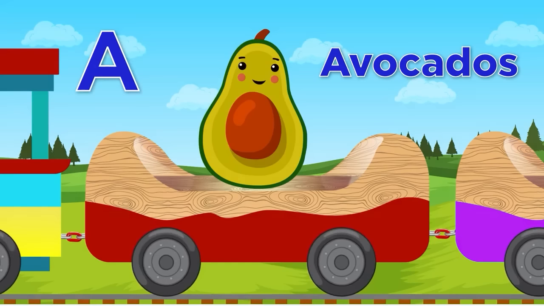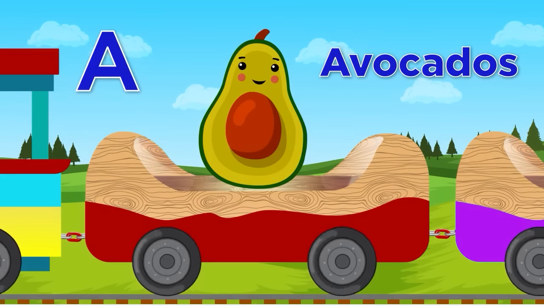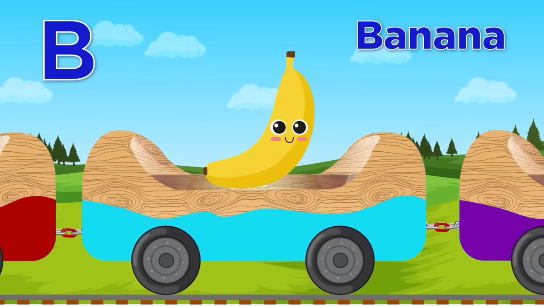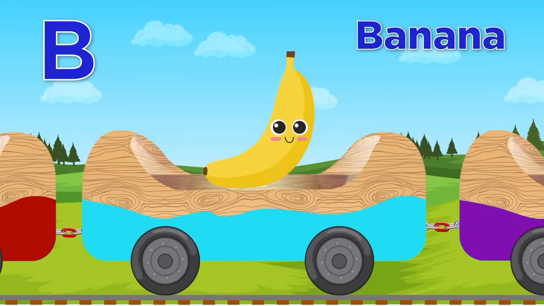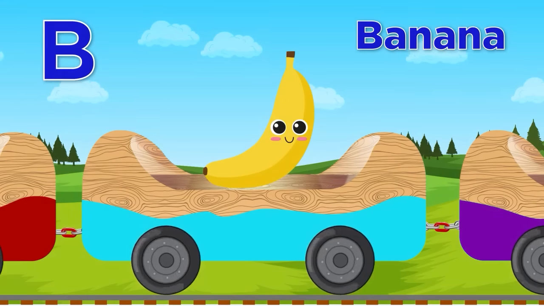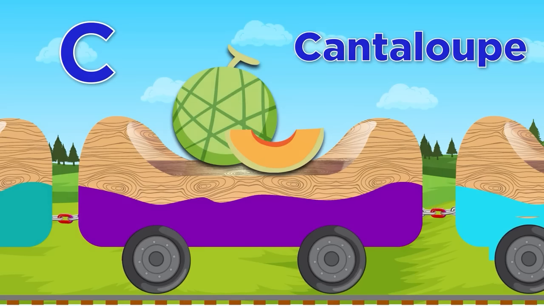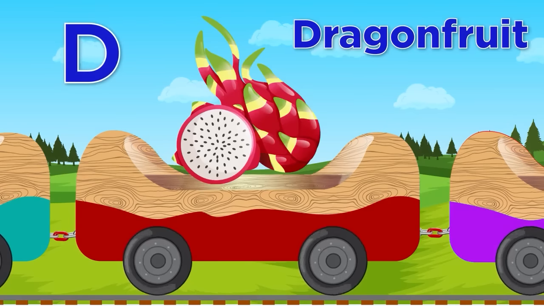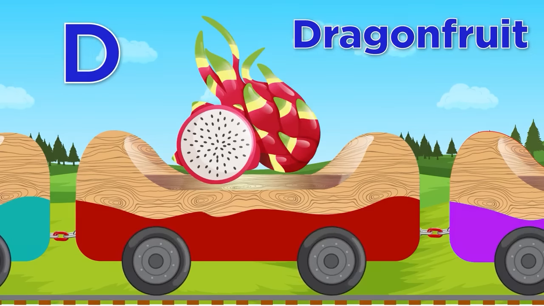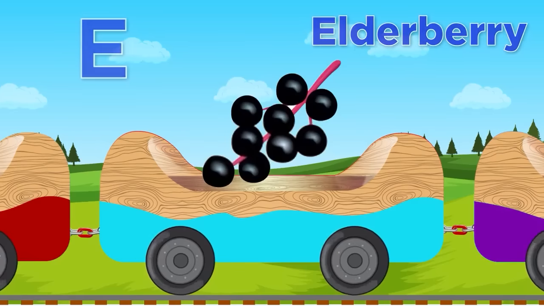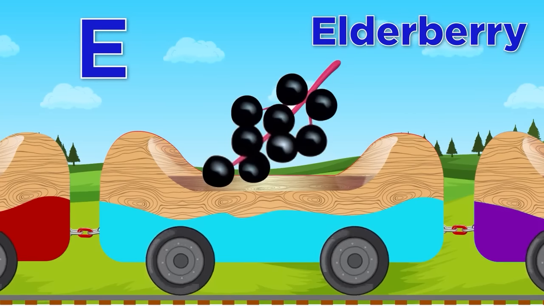A is for avocados. B is for bananas. C is for cantaloupe. D is for dragon fruit. E is for elderberry.